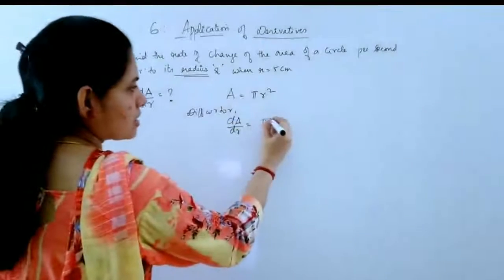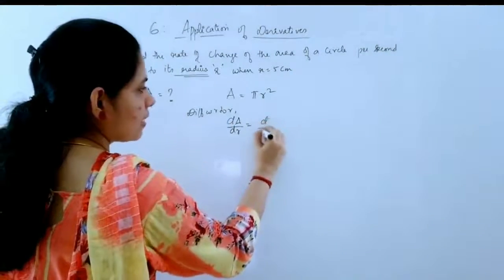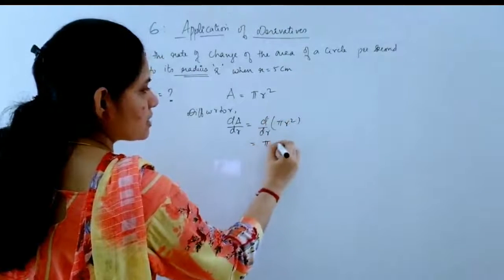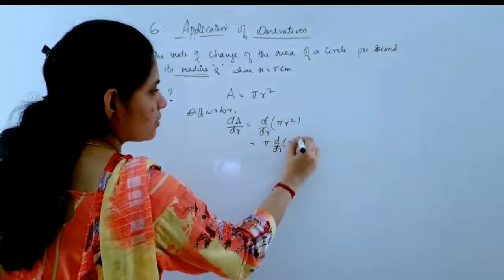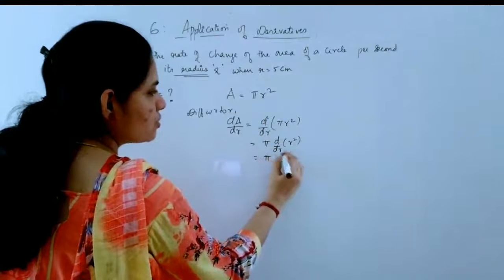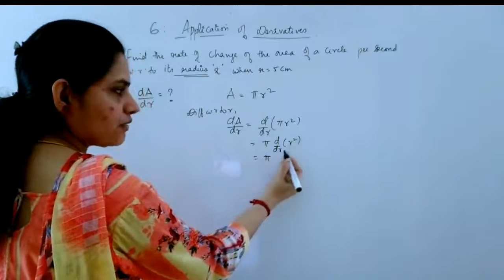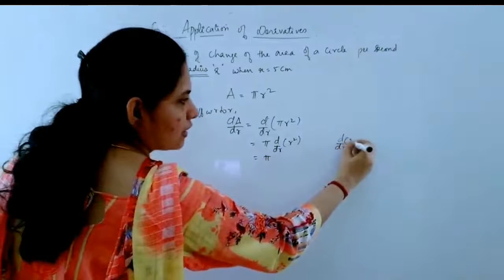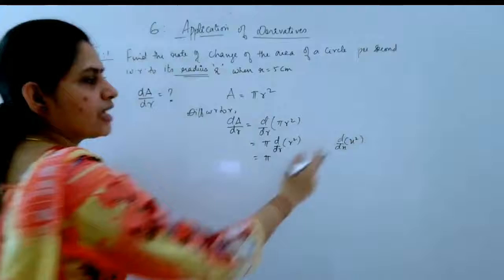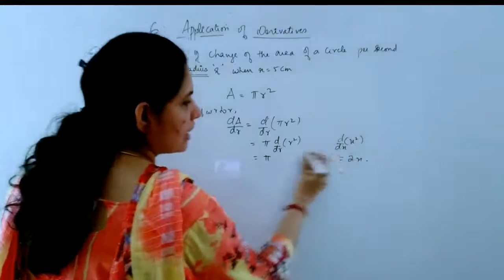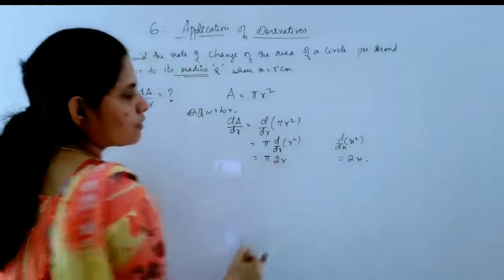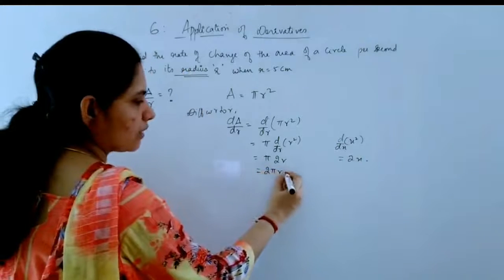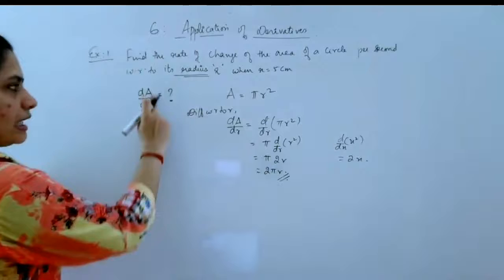Pi is a constant, so actually it is d by dr of both sides, pi r square, and since pi is a constant, you will get pi into the derivative of r square with respect to r. Just like the derivative of x square with respect to x is 2x, the derivative of r square with respect to r will be 2r. So the answer is 2 pi r for your dA by dr.